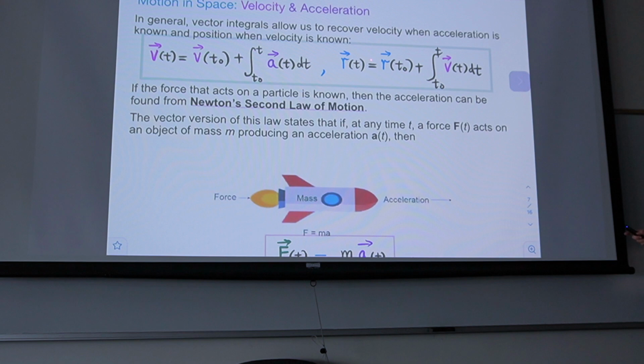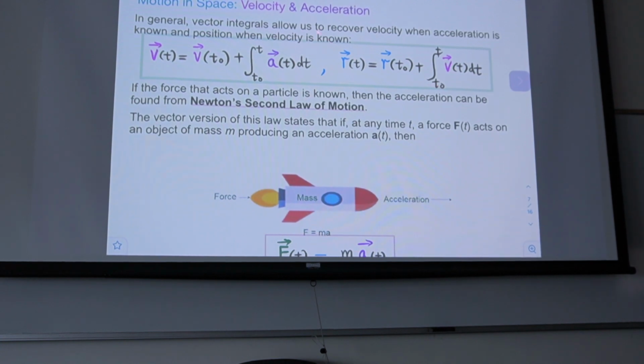And similar for this one, the position vector function at time t is equal to the initial vector plus this integral of the velocity function. So again, it's like the fundamental theorem of calculus. This is the rate of change of r, or r prime. When you integrate this rate of change from t naught to t, it's equal to r(t) minus r(t naught).